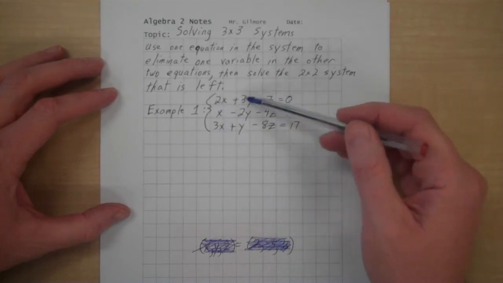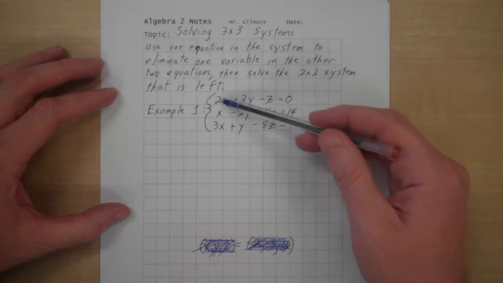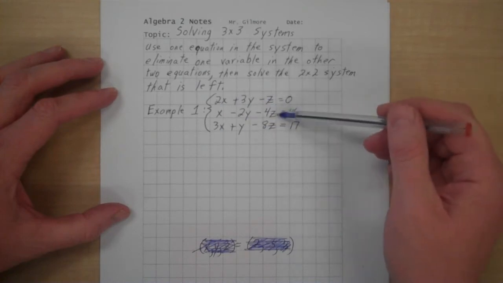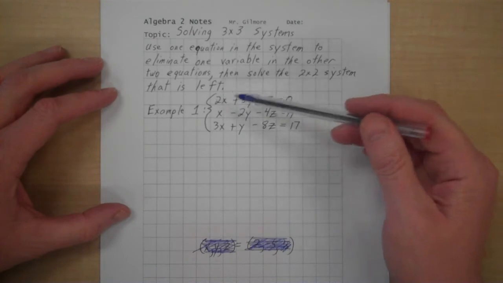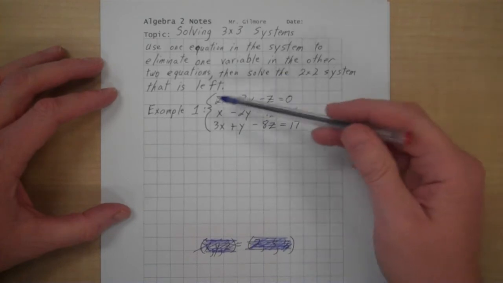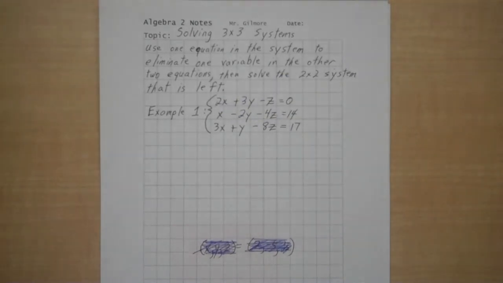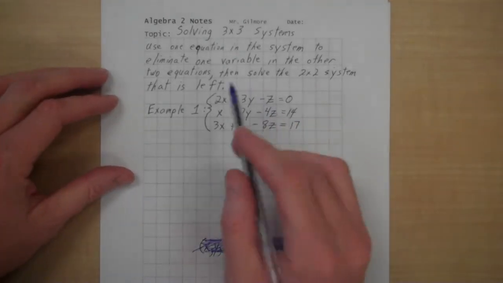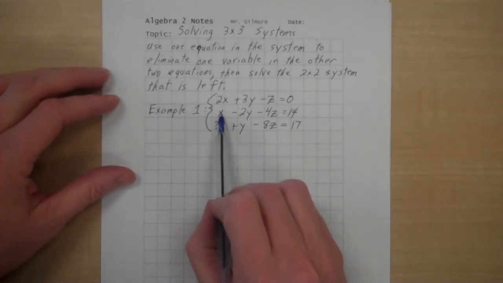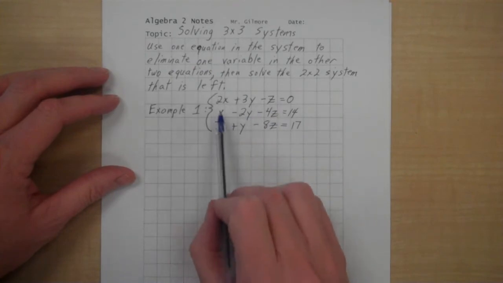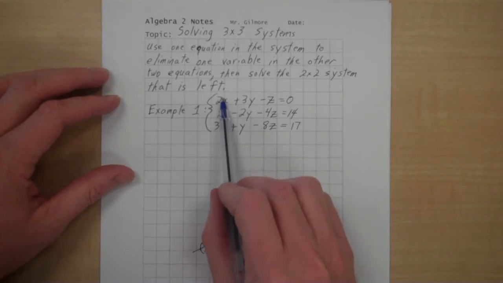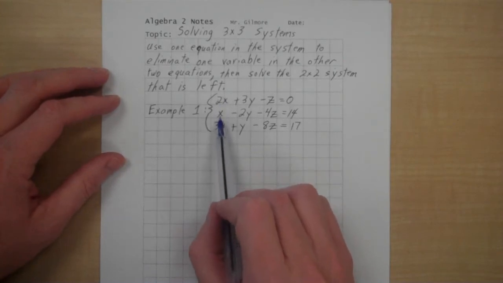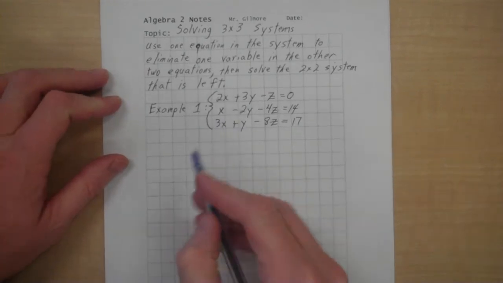I have lots of good choices here. I could eliminate the x's and have y and z, or I can eliminate the y's and have x and z, or I could eliminate the z's and have x and y. I'm just going to start with the x's. I'm going to use the second equation because it has just x, which makes it simpler. I'll use it to eliminate x in the first equation, and then go through the process again and eliminate x in the third equation.